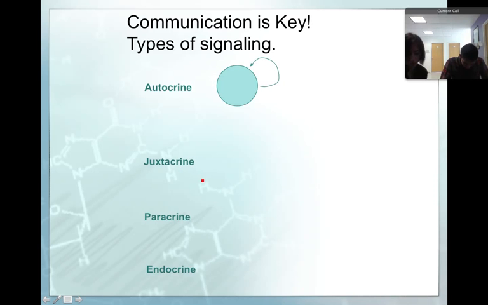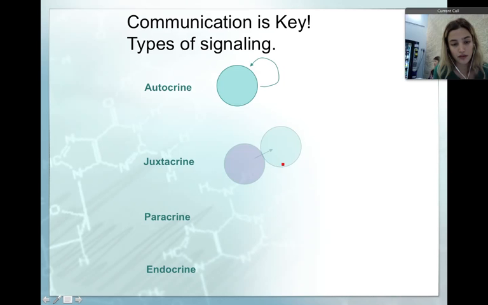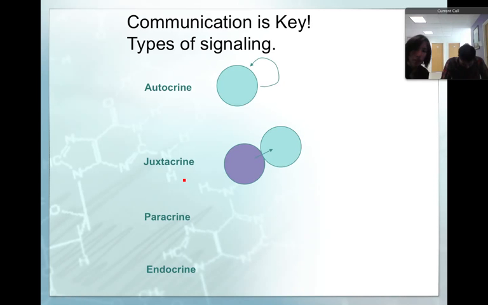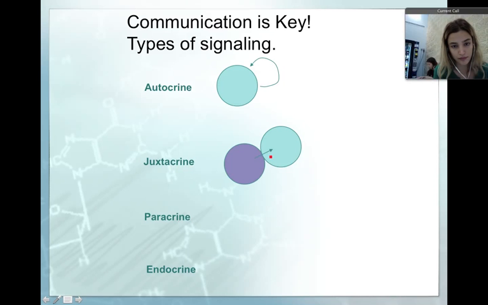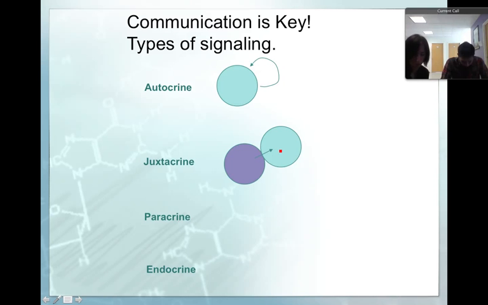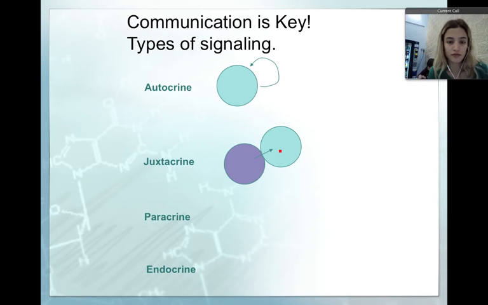Juxtacrine is the next level away, right? If we go from self, the next thing would be to work on someone who's touching you. And the term for that is juxtacrine. If you have ever heard of the term juxtaposed, that means that two things are touching. Okay? So juxtacrine means that the signal goes directly from one cell to the other. We talked about this already when we talked about the extrinsic death pathway. You can have a cell like a T cell that touches a cancer cell and causes that cancer cell to die. Right? By engaging that death receptor on that cell.